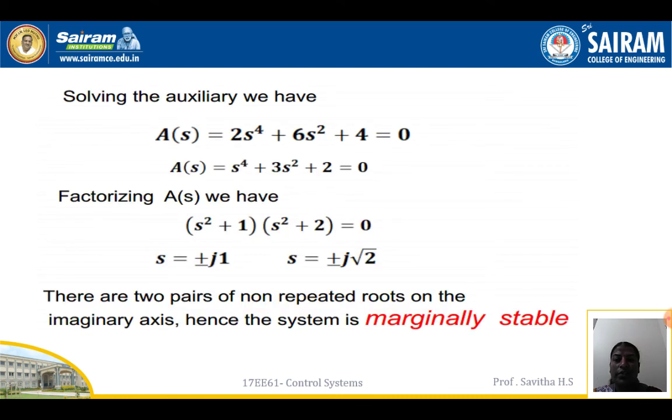Solving the auxiliary equation, we have s square plus 1 into s square plus 2 is equal to 0, so s is equal to plus or minus j1 and s is equal to plus or minus j root 2. There are two pairs of non-repeated roots on the imaginary axis. Hence the system is marginally stable.